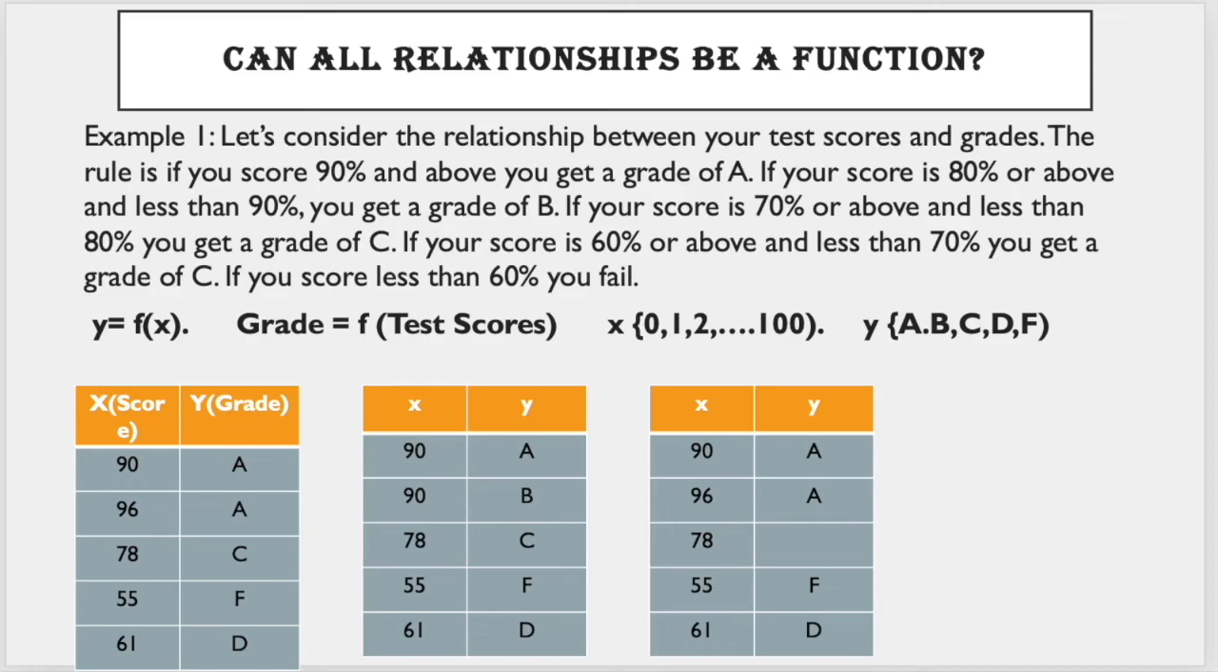Let's consider the relationship between your test scores and grades in your class. So the rule is, if you score 90% and above, you get a grade of A. If your score is 80% or above and less than 90%, you get a grade of B. If your score is 70% or above and less than 80%, you get a grade of C. If your score is 60% or above and less than 70%, you get a grade of D. If you score less than 60%, you fail.